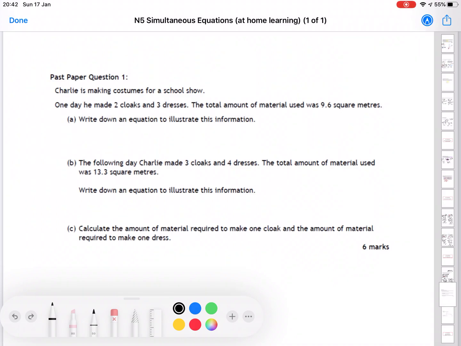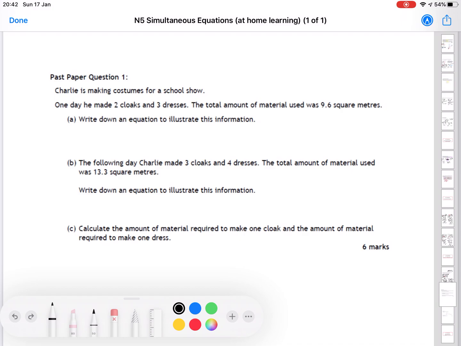Welcome to lesson 6 in our series of lessons on simultaneous equations, which is actually the last lesson in this block. So in this lesson we're going to be really just concentrating on some past paper questions, so exam style questions, looking at various things that we have learned throughout this topic.